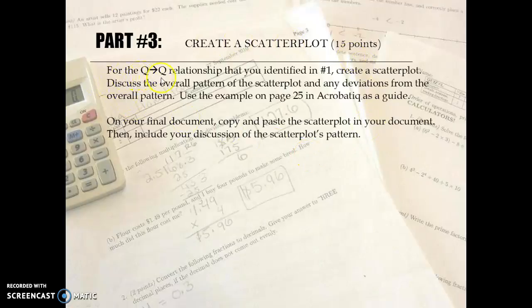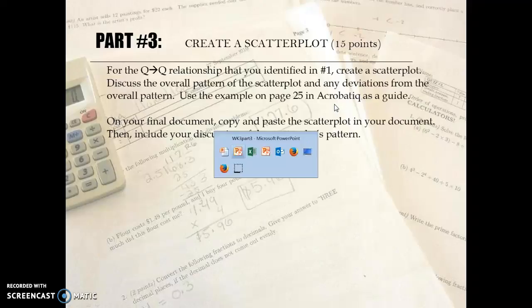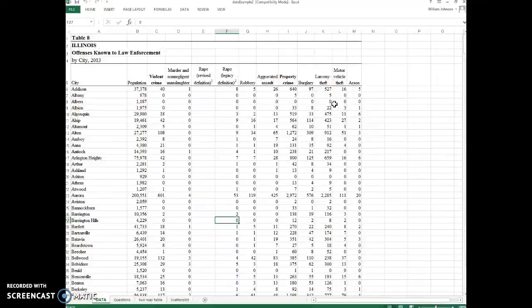I'm looking for the Q to Q, quantitative to quantitative. In other words, numbers. You're going to pick two numbers, make a question, and create a scatter plot. Acrobatic does have a guide to walk you through some of those steps. I'll do it as well. Sometimes it's more convenient to see it directly in person. So let's check out the data set.